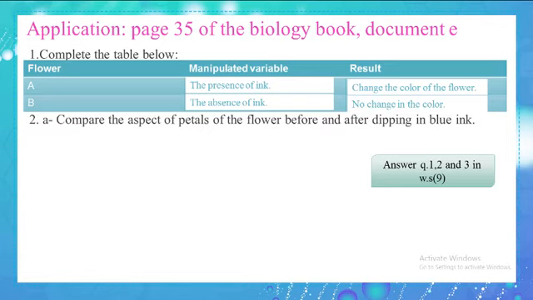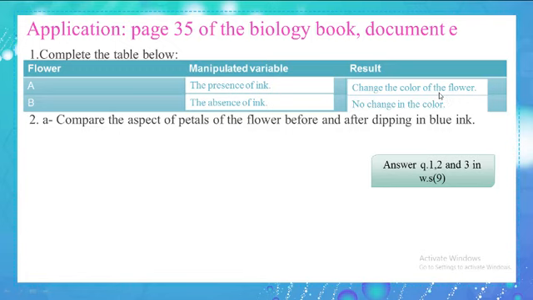Question number 2a. Compare the aspect of petals of the flower before and after dipping in blue ink. What was the color of the petals before dipping in blue ink? And what happened to the color? Observe here in the table for plant A. What was the color before dipping in a blue ink, and what happened to the color?